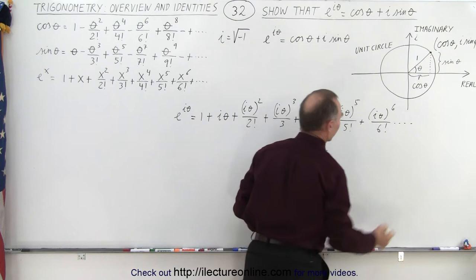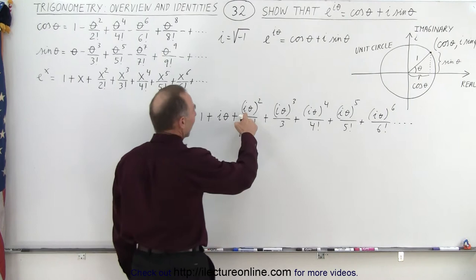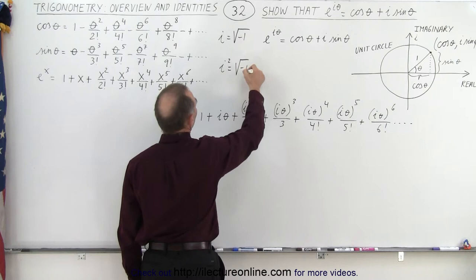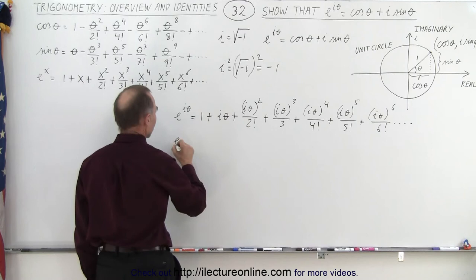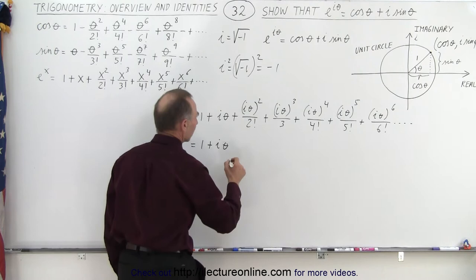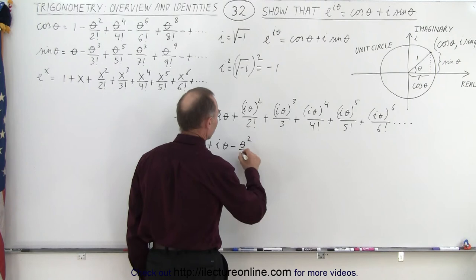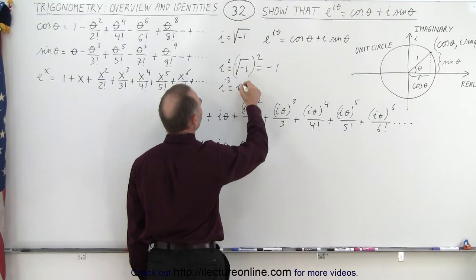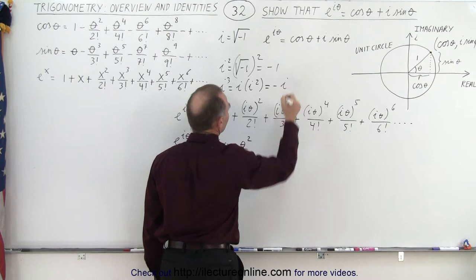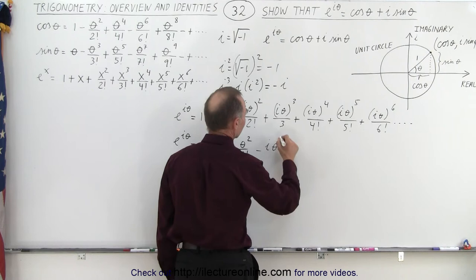All right, now, what is i squared? Well, i squared is equal to the square root of negative 1 squared, and so that becomes negative 1. So this can now be written as e to the i theta is equal to 1 plus i theta plus, actually, no, not a plus, because i squared is negative 1, so this becomes negative theta squared over 2 factorial. And i cubed is equal to i times i squared, and i squared is negative 1, so this becomes negative i. So this can be written as negative i times theta cubed over 3 factorial.